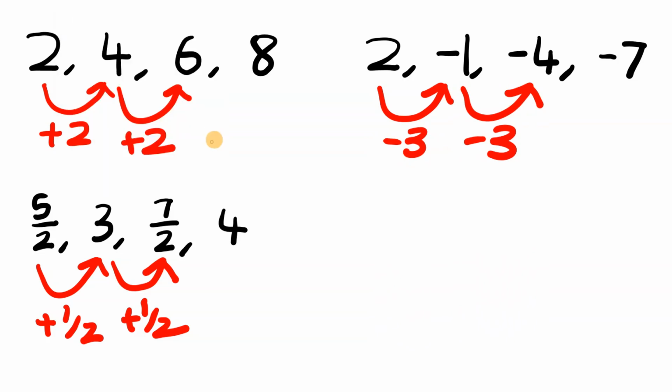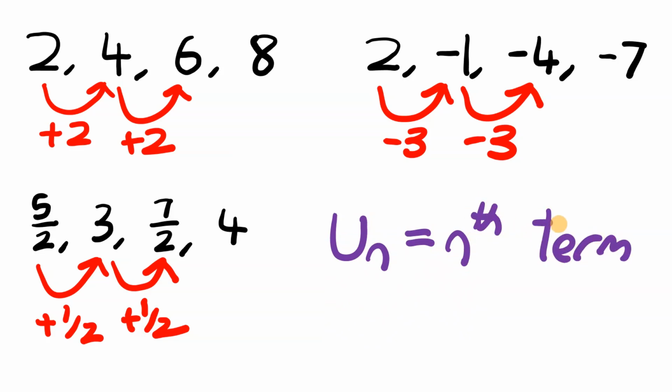Now, at A level, you need to be aware of the notation un. If you think about it like GCSE, this is the nth term, where the n describes what term we're talking about. So for example, if we're talking about u1, this is the first term. If we're doing u2, this is the second term. If we do u3, this is the third term.